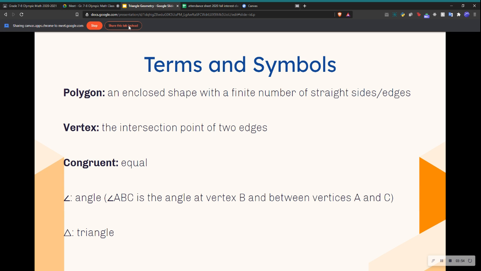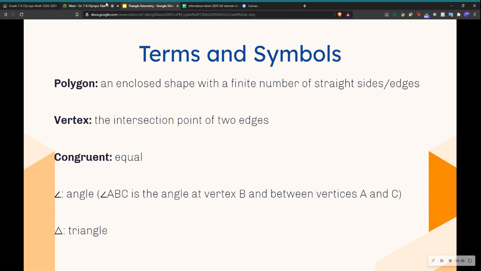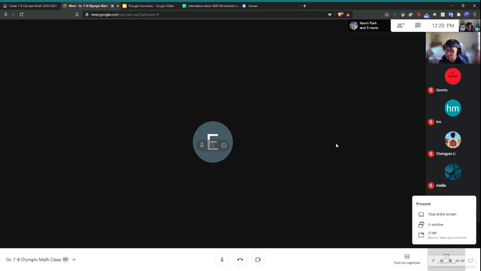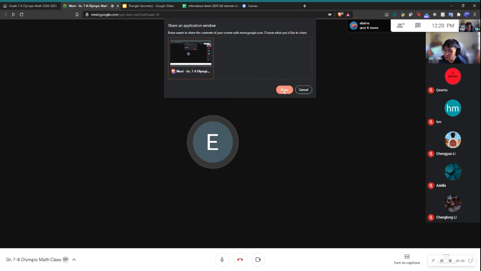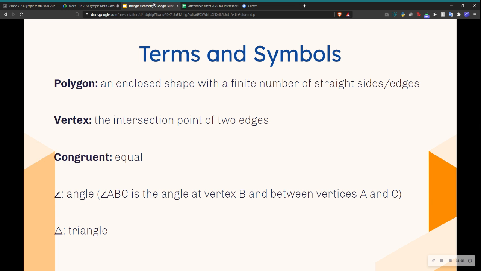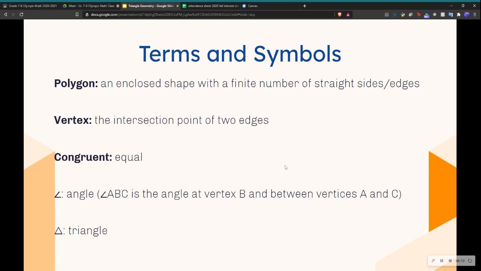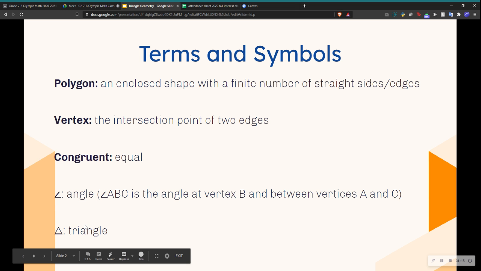Let's go back to the slideshow. Oh, I think it's glitched out. I'm pressing share this tab, but then it just doesn't work. Okay, I'm gonna do this. Yeah, I just shared the whole screen. Yeah, that'll work. So this way I can switch in between. Okay, perfect. Sorry about that. Technical issues.